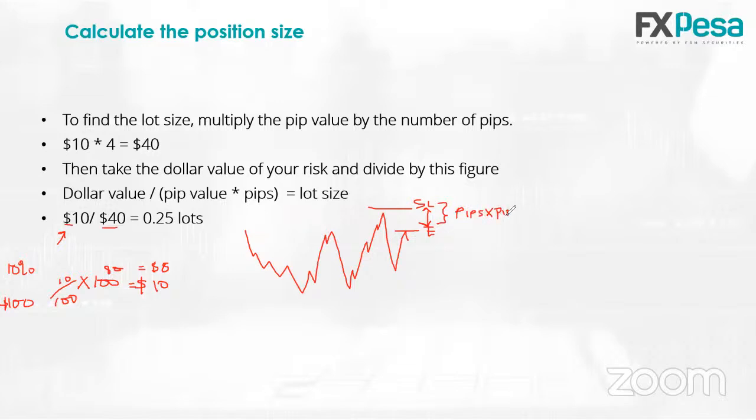I think this one will summarize it properly. Pip value. So for the stop loss distance, assuming it was a standard lot, that would have been $40. But if one lot is $40, what about $10? And that's why you end up dividing the two. So pips multiplied by the pip value, then you get that distance.